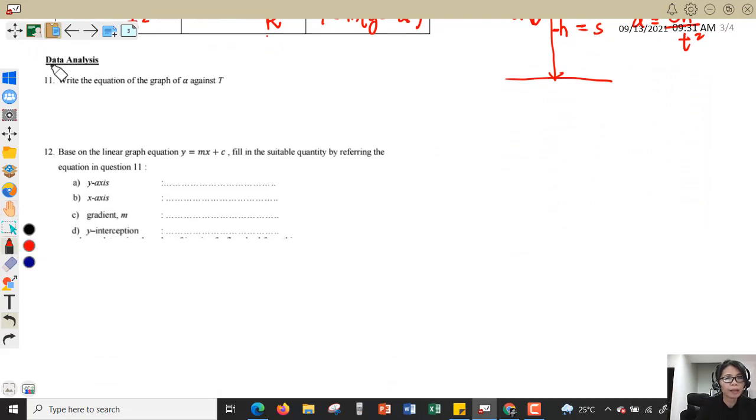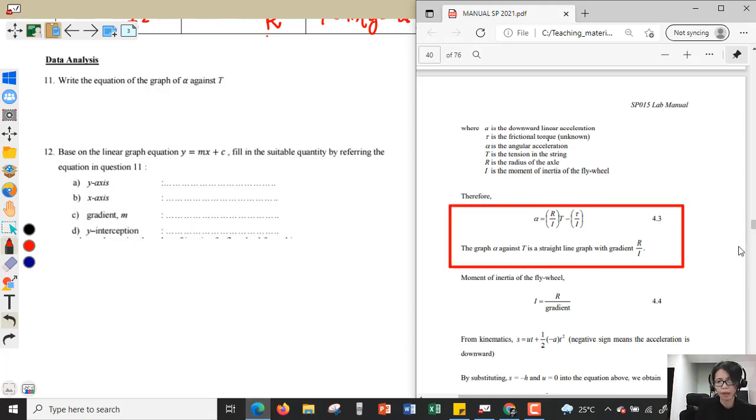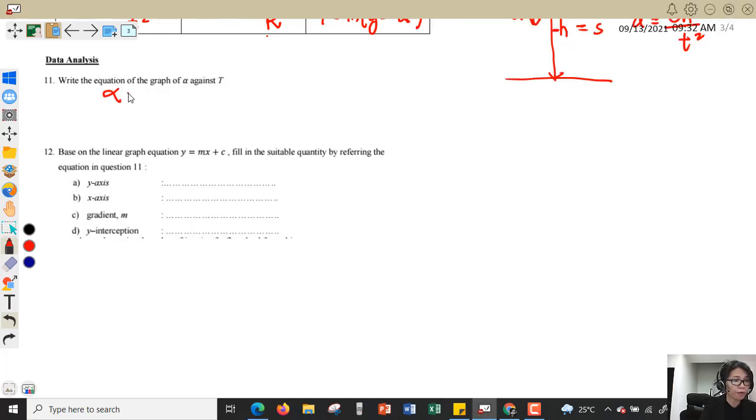Now we move on to the data analysis. Question 11. Write the equation of the graph of alpha against t. What is the equation in the theory that we are going to use for this experiment? We are going to use equation 4.3, whereby we plot a graph alpha against t. So we have the equation: alpha is r over I in bracket times T, minus the frictional torque over I.